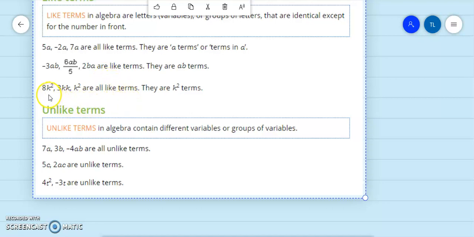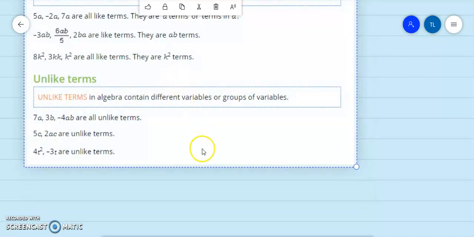Next we have 8k squared, 3kk, and k squared are like terms. K squared and kk are the same. Kk means k times k, or we can simplify it into k squared.